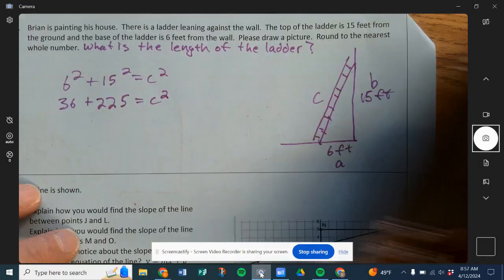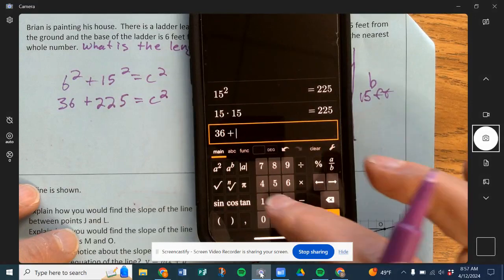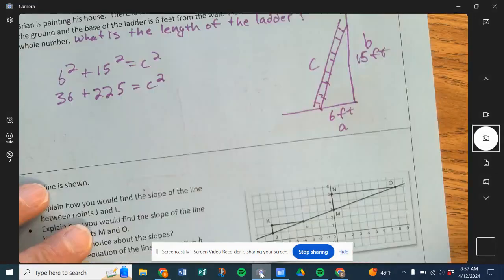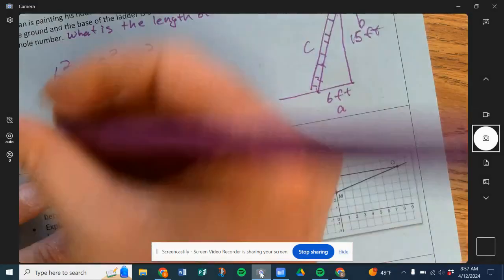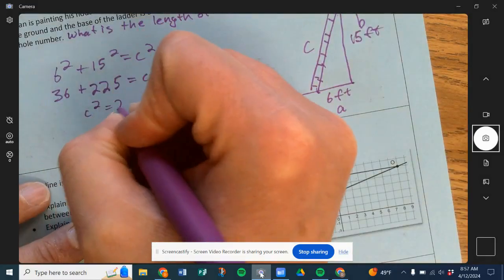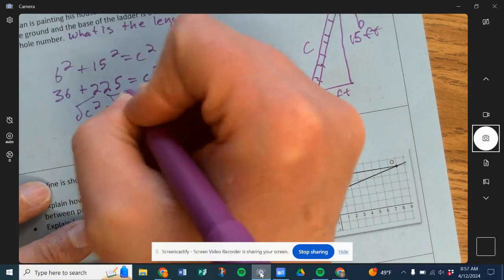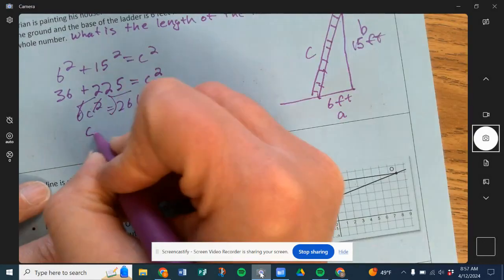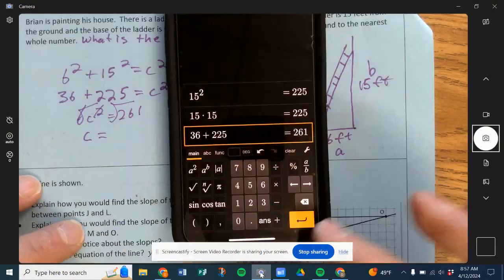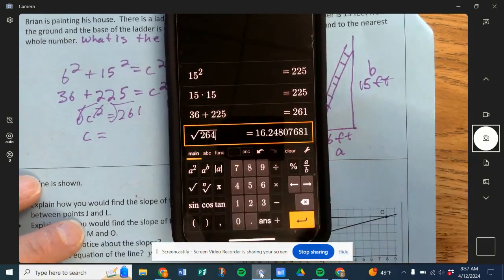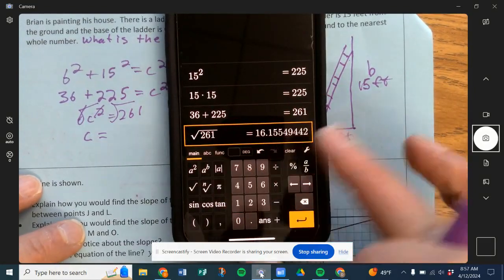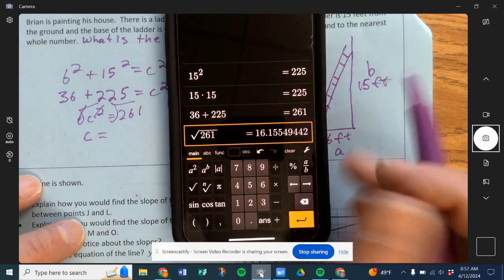Okay, I'm going to add those together. 36 plus 225 gets me to 261. Did you see that? Or does my finger cover it? 261. I'm going to flip that around. Again, it doesn't matter, you could reverse it. I square root on both sides, lets my c be all by itself, and then I'm going to square root 261 to get to 16.1.